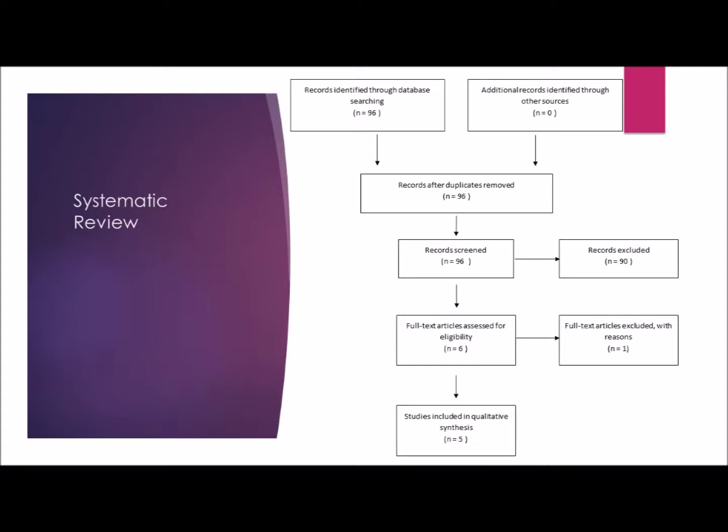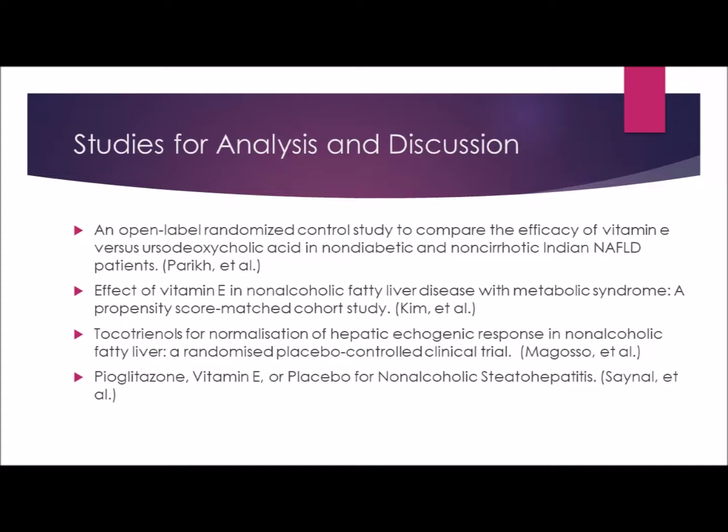As part of a systematic review, both PubMed and ProQuest databases were searched using the combination of the words non-alcoholic fatty liver disease, NAFLD, vitamin E, tocopherols, and tocotrienols. There were 39 articles identified through database searching. All 96 were screened and 6 were identified for full-text assessment. After a full-text assessment, 4 were included for qualitative synthesis. 1 was excluded for being non-alcoholic steatohepatitis, and 1 was excluded as it was utilizing data gathered in an already included study. The 4 articles included in the qualitative analysis we will be discussing further but are listed here.